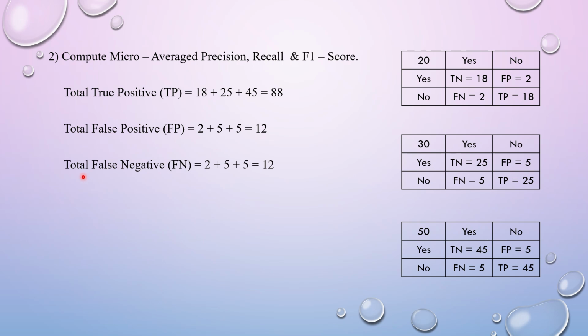Next, we calculate total false negative, that is FN, for all the classes. So first, for A, FN is equal to 2. For class B, FN is equal to 5 and for class C, FN is equal to 5. After adding all the values, we get 12. 2 plus 5 plus 5 is 12. So here total true positive is 88, total false positive is 12 and total false negative is 12.